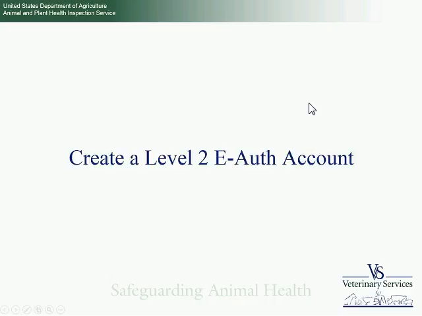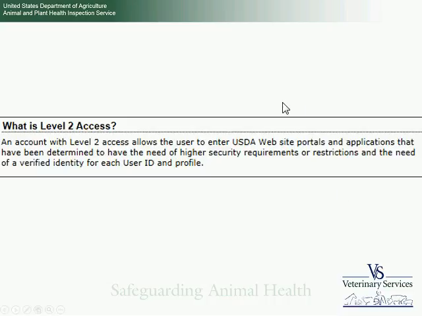So to get started in VSPS, first you need to create a Level 2 E-Auth account. And a lot of people ask, well, what is a Level 2 E-Auth account? It allows you access to our USDA systems, and the reason why it's Level 2 is because it has higher security requirements than a Level 1 account. A Level 2 means that your identity has been verified by somebody in a local registration authority office, which is usually in a local USDA office in your area.